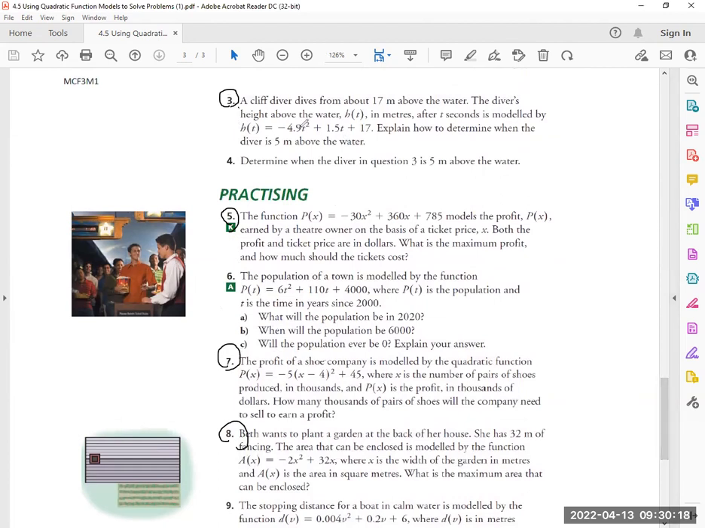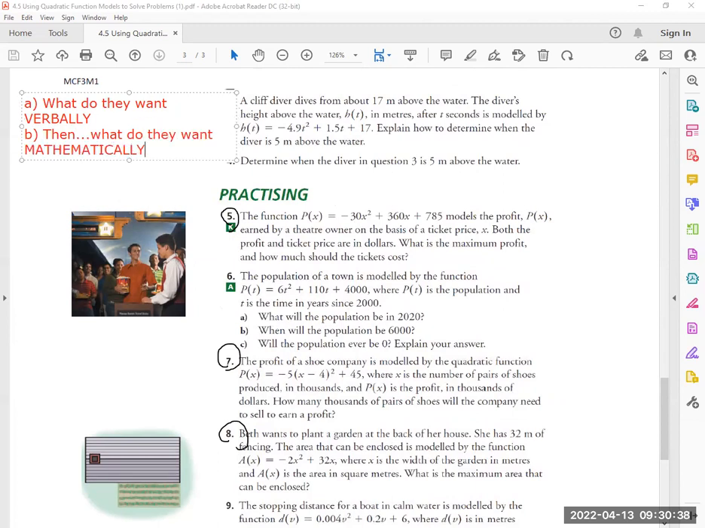Before we even do it, I would like you to try this. Take 5 minutes and calculate. What do they want verbally? Okay, so in words. What does that mean? Then what do they want mathematically? So whatever you discovered is what they want verbally. What does that mean in math? Then what technique, tool, approach should I use? That's it. Determine that. Don't solve it. You can solve it later on.